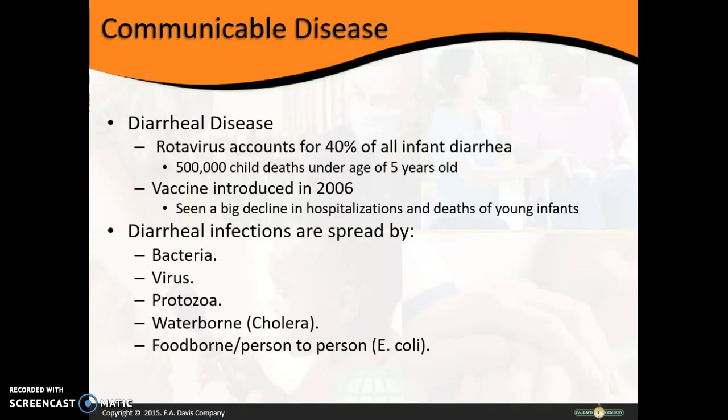Diarrheal infections are really spread by bacteria, virus, protozoa, waterborne, things like cholera, and then foodborne, which you hear people talk about, a restaurant and people came down with E. coli. It's because E. coli was found to be growing in the food.